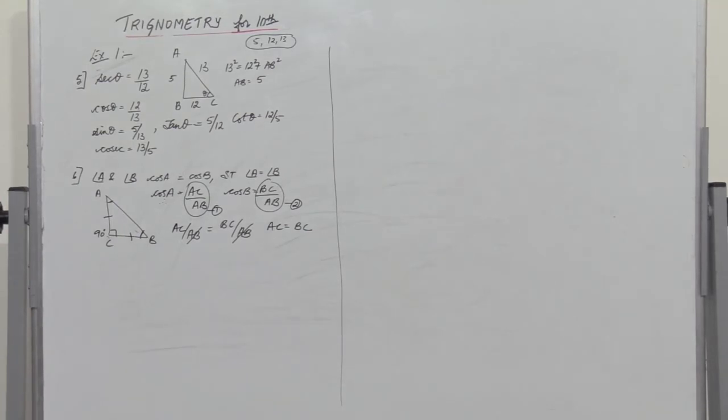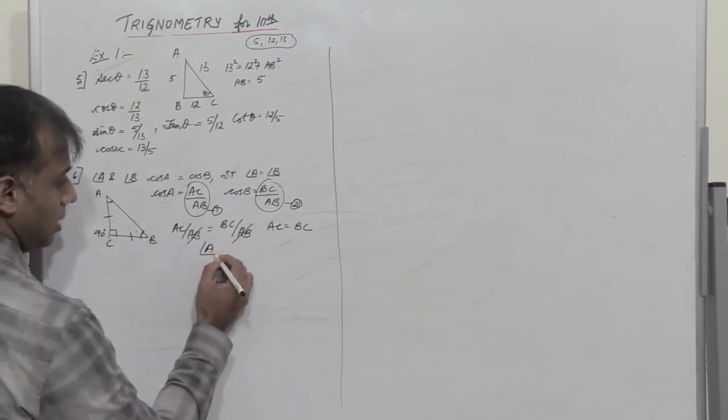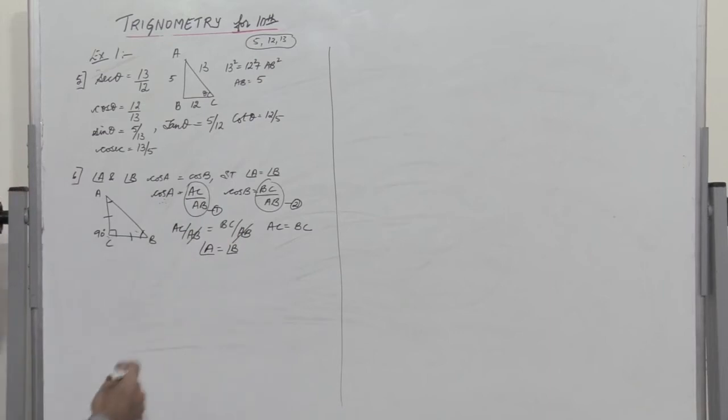Now if these two sides are equal, the angles opposite to equal sides are also equal. So this implies that angle A is equal to angle B. So we have proved. It's a very simple proof.